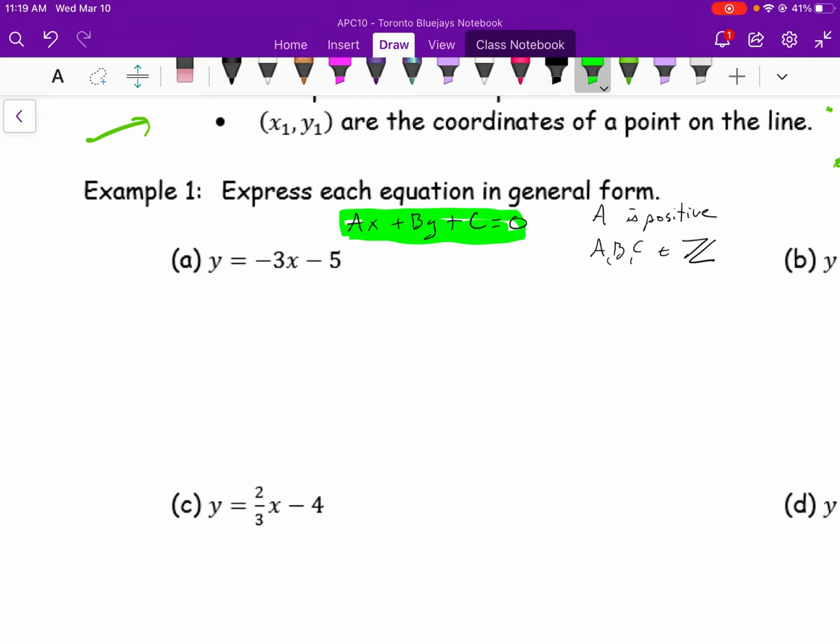In addition, we have to consider these two conditions. A is positive, and a, b, and c are integer numbers. Reminder that integer numbers in teenage language would be positive or negative whole numbers, but a little bit more than that.